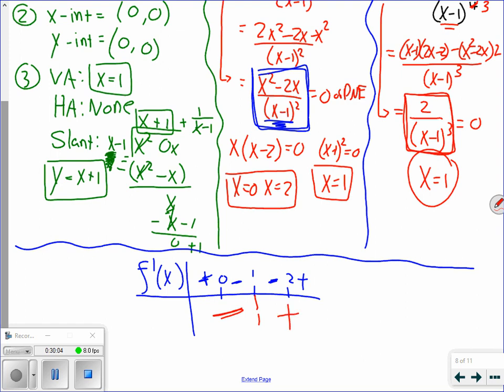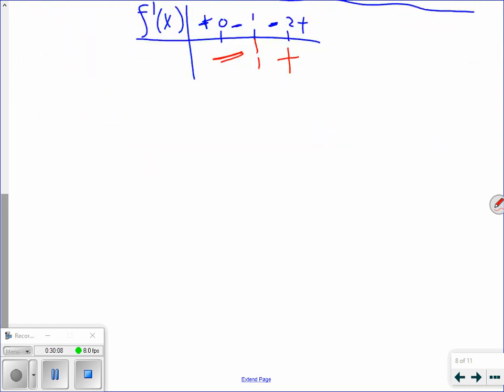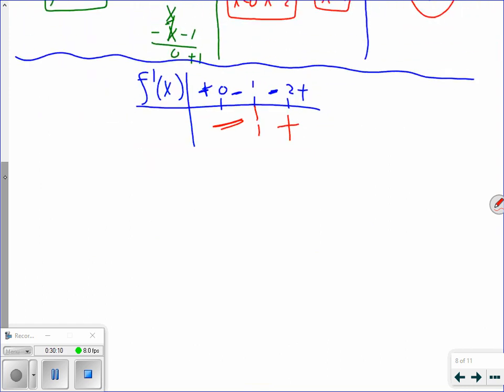Okay. So, for the last, I'm a little bit over 30 minutes, but I'm going to finish this graph real quick, and I'm going to shut up. Let's graph it.